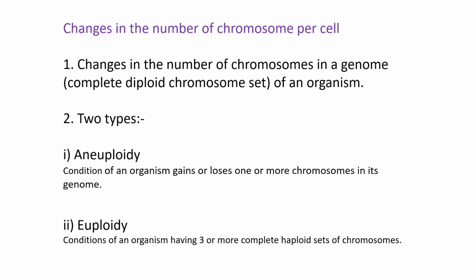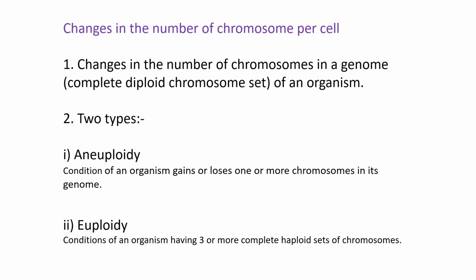Okay, we are still in the chromosomal mutation. Now we go to the last part, which is the changes in the number of chromosomes per cell. It means the changes in the number of chromosomes in a genome of an organism. So, meaning to say, the number of chromosomes that you have changed. There are two types, aneuploidy and euploidy.